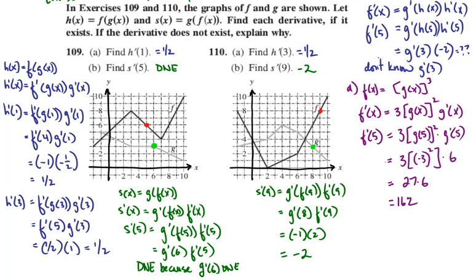And that does it. So we're using the graphs to identify slopes and to identify values of the functions so that we can plug them into the various pieces and to evaluate the chain rule using them. So that'll do it for problems 109 and 110.